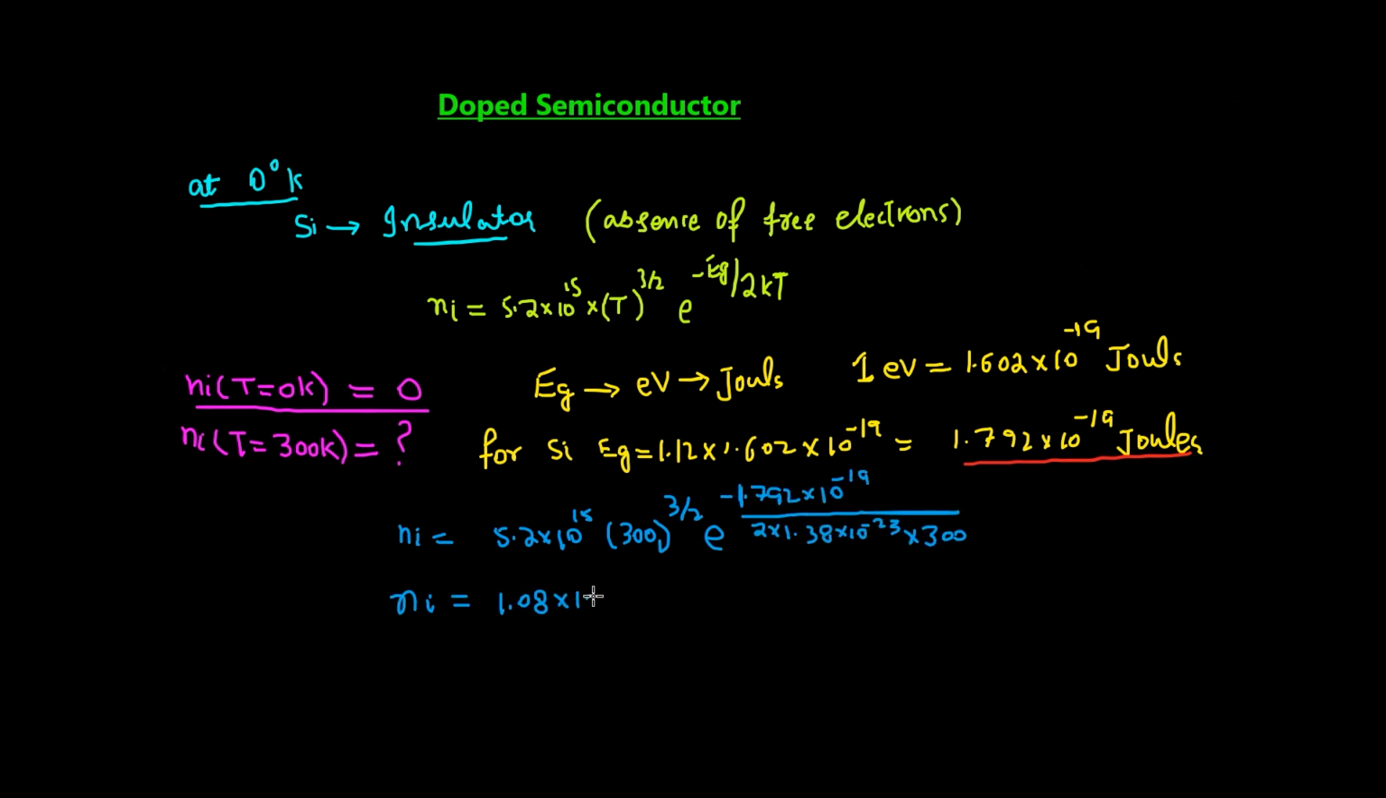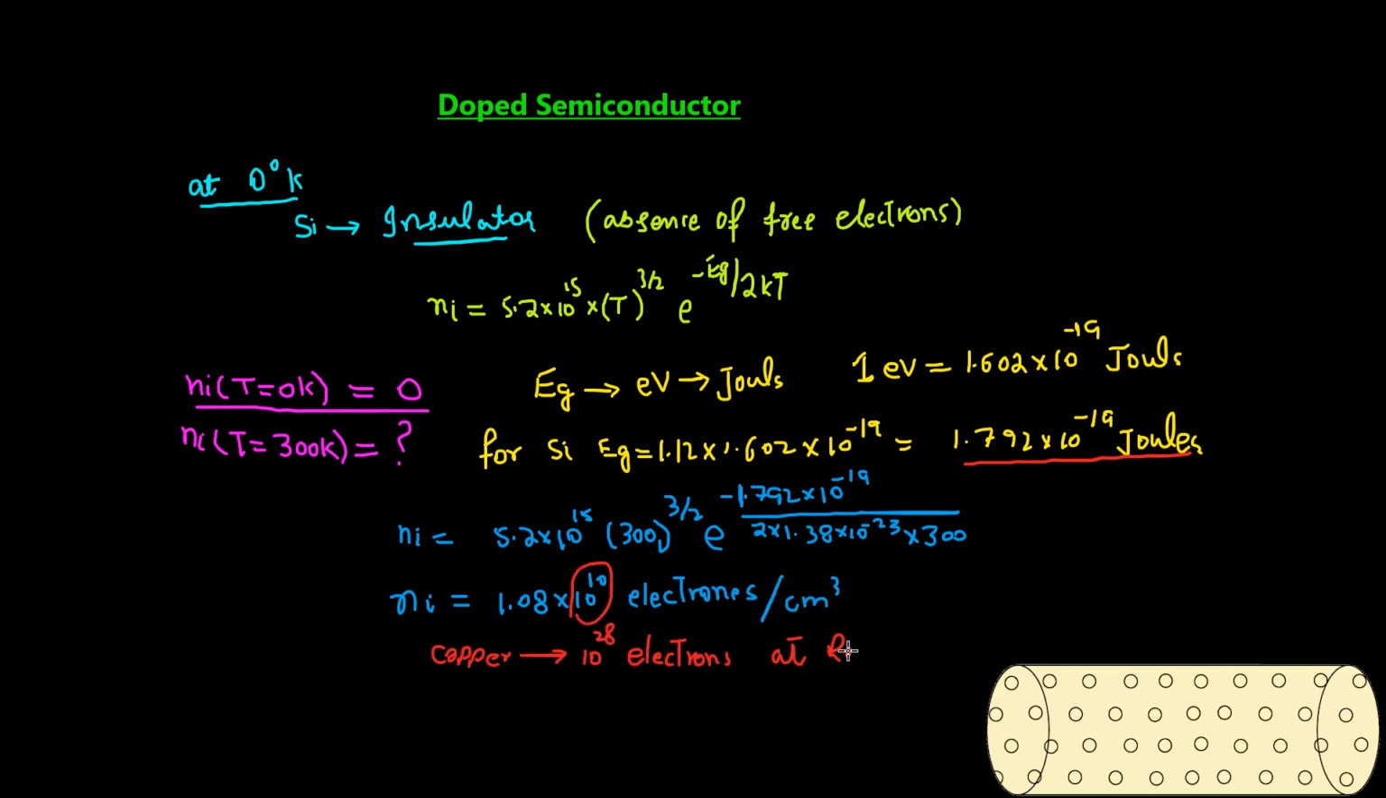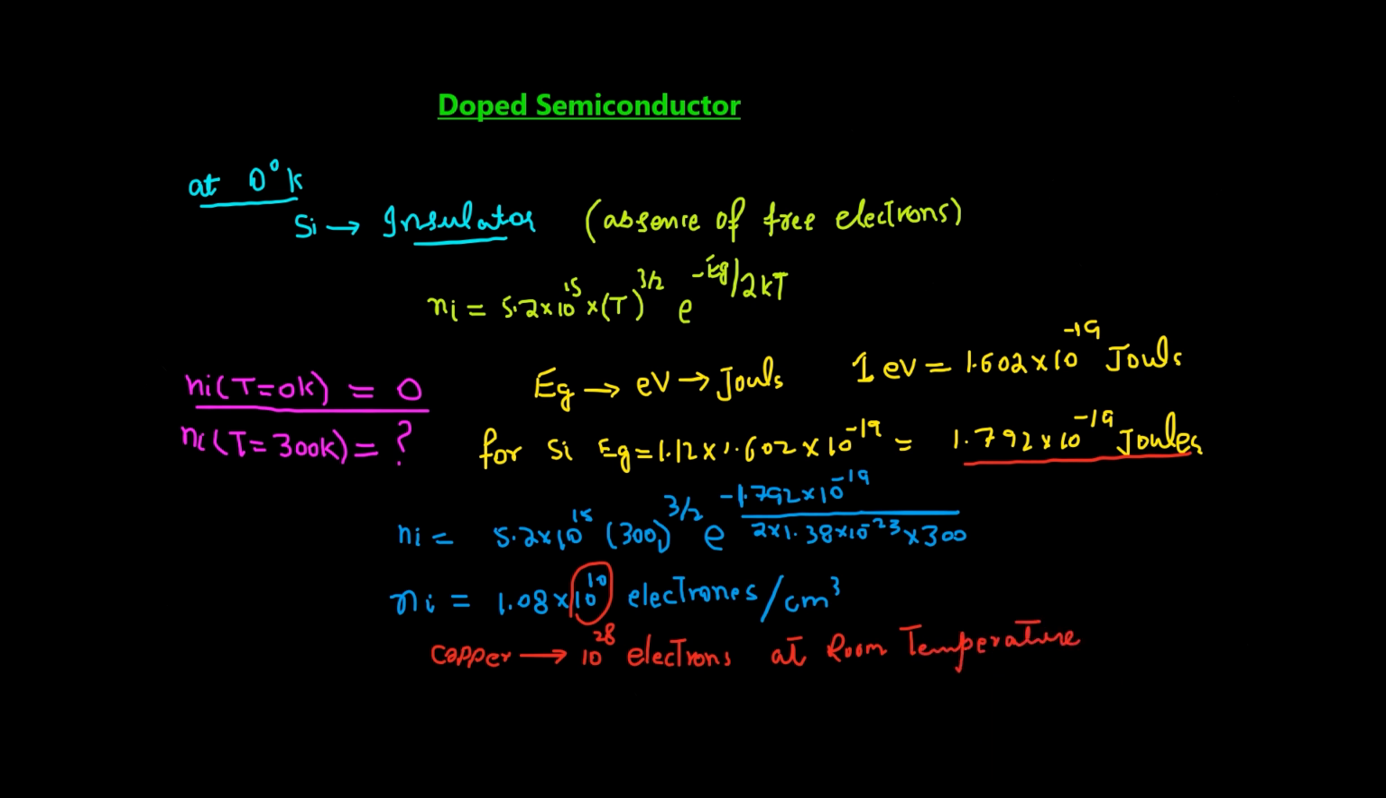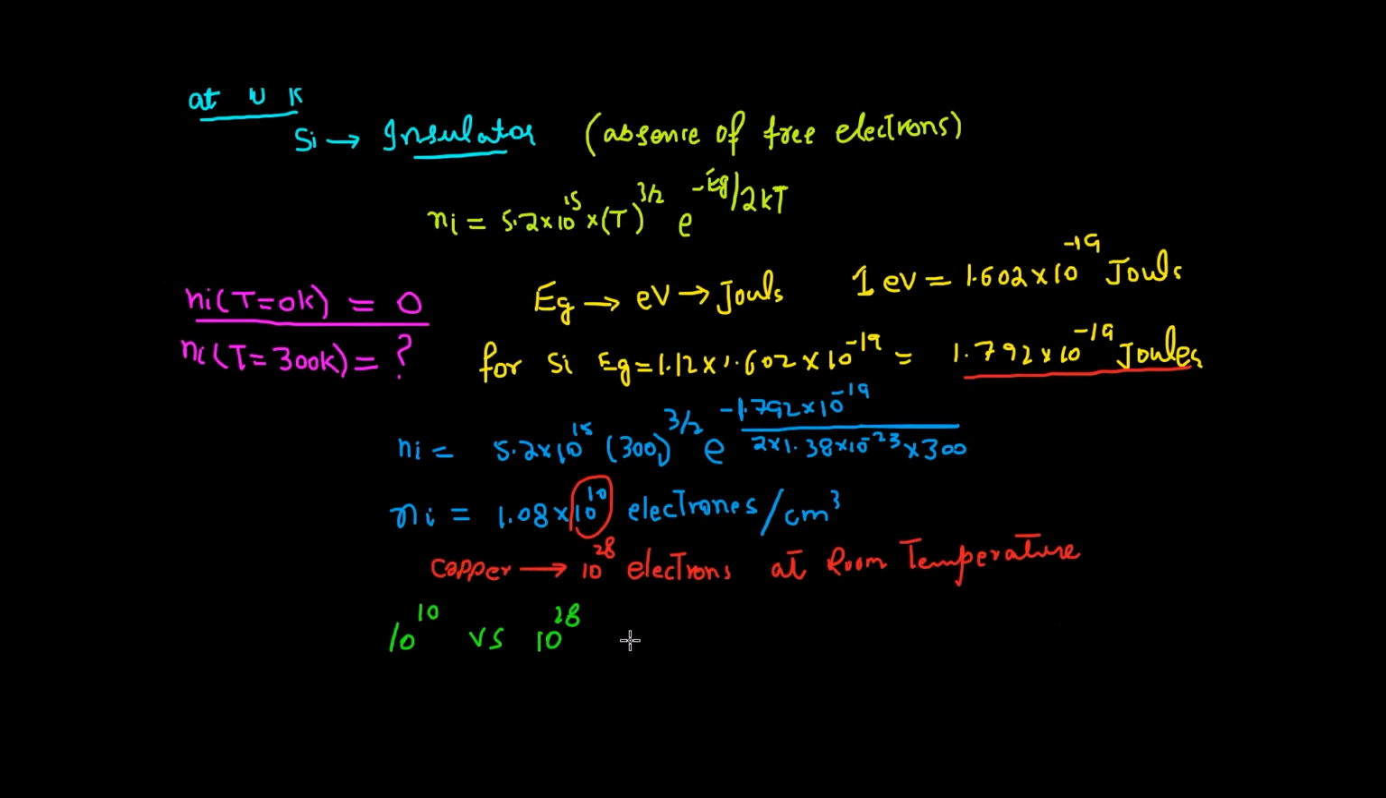The figure 10 raised to power 10 is high, but when we compare it with copper, which contains 10 raised to power 28 electrons density at room temperature, we can easily conclude that an intrinsic semiconductor is a poor conductor at room temperature.